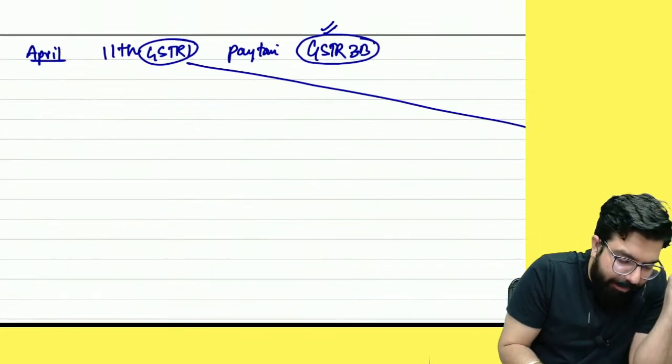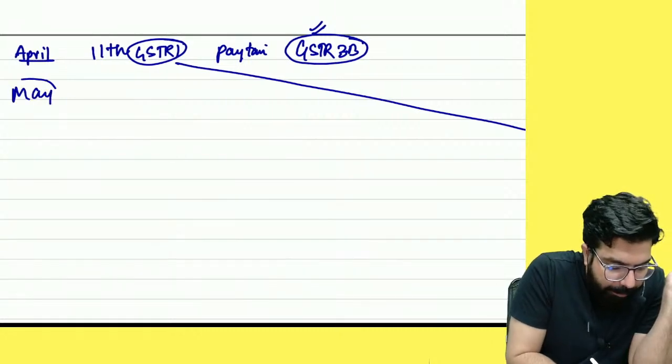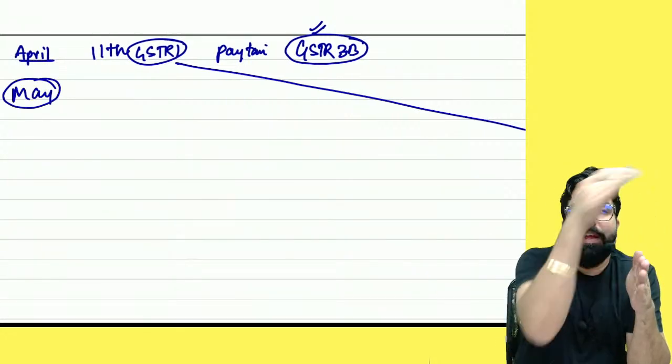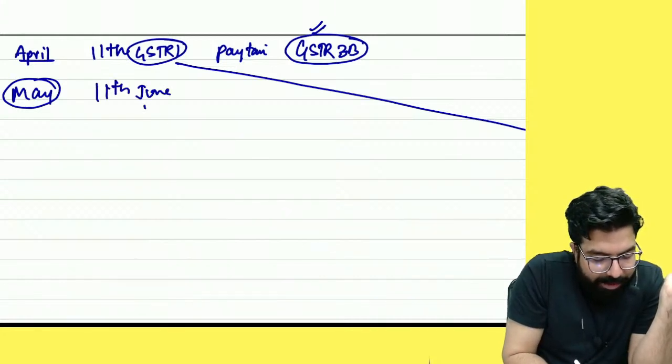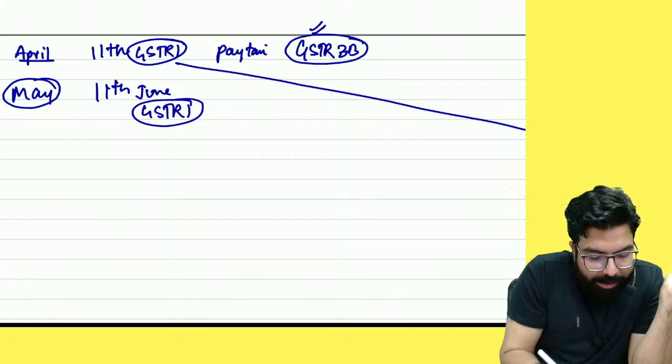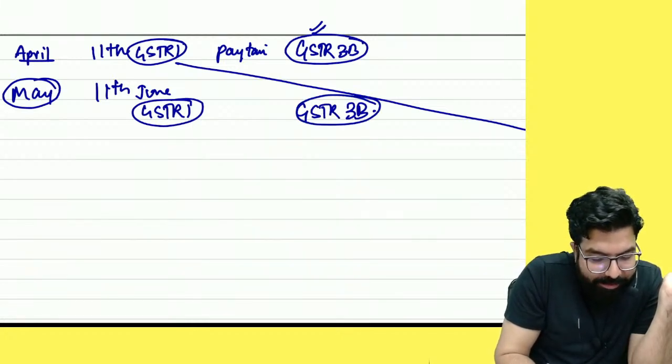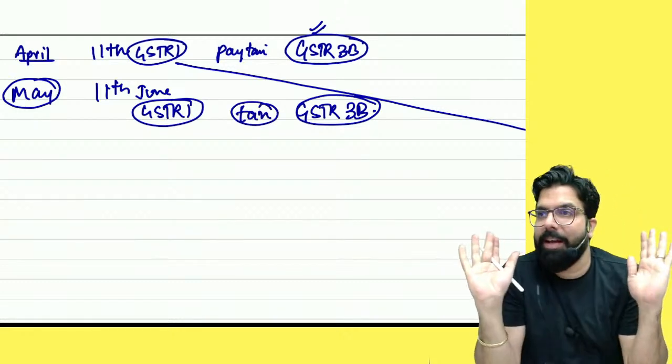The same way if I talk about May. For the month of May, he'll file by what date? 11th of June, he will file GSTR 1, then he will file his GSTR 3B. Once he is filing his GSTR 3B, he has to pay his tax. Pay the tax and file his GSTR 3B.